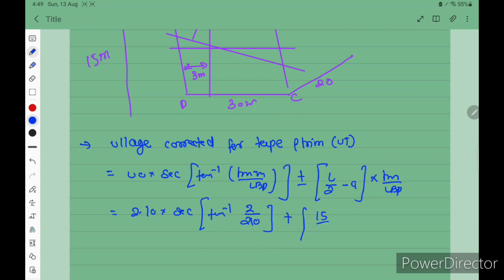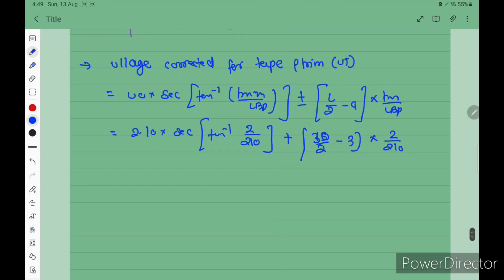Okay, then 15, 30 divided by 2 minus 3 into 2 by 210, so we get the value 2.10 plus 0.114 is equal to 2.214 meter corrected ullage.